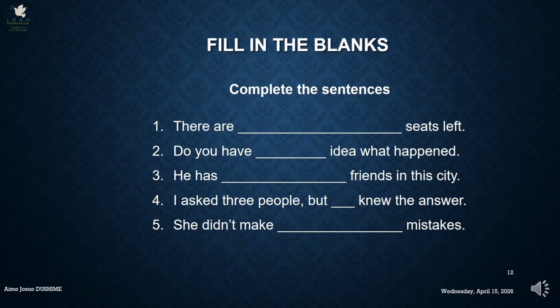Here we're going to complete the sentences. There are dash dash seats left. Do you have dash dash idea what happened? He has dash dash friends in this city. I asked three people but dash dash knew the answer. She didn't make dash dash mistakes.